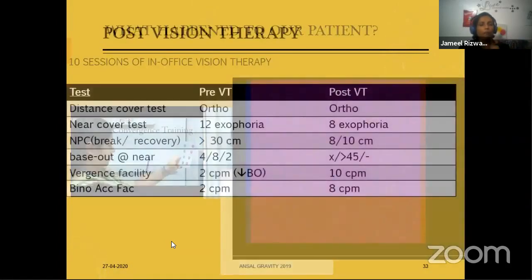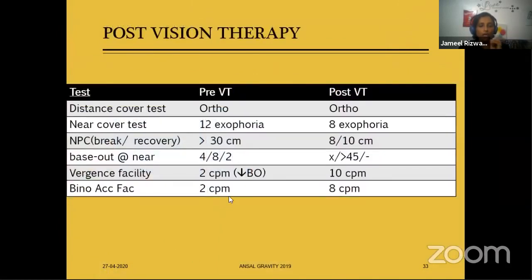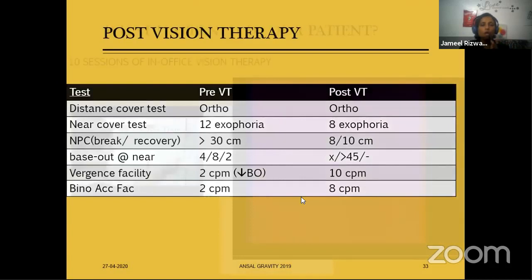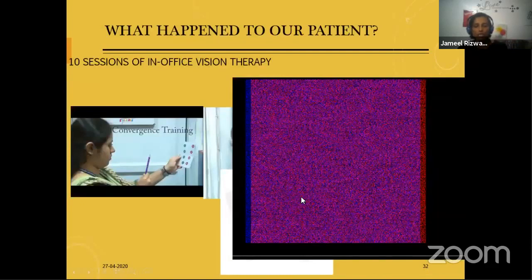And it's very important to document the improvements that you see. Okay, so this is the patient. As you see here, all parameters improved. The exophoria came under good control. NPC improved very well. The positive vergence amplitudes improved, and accommodative facility also, as you see here, improved very well. Okay, so it is very important to document what the pre-VT parameters are and what the post-VT parameters are.